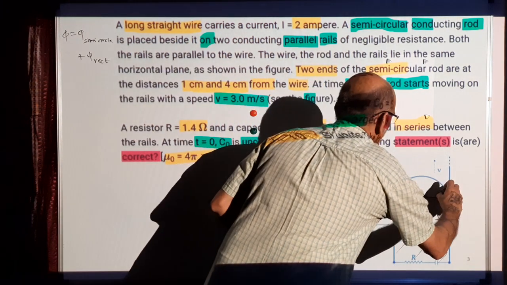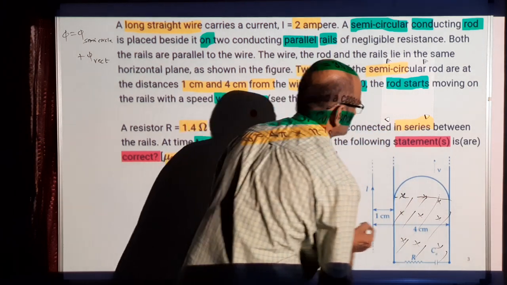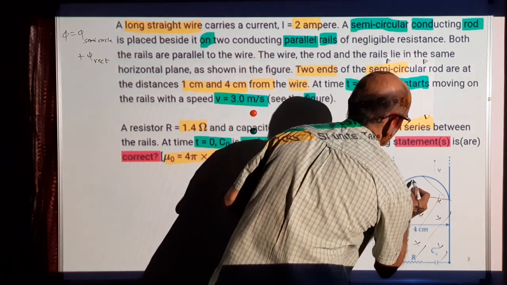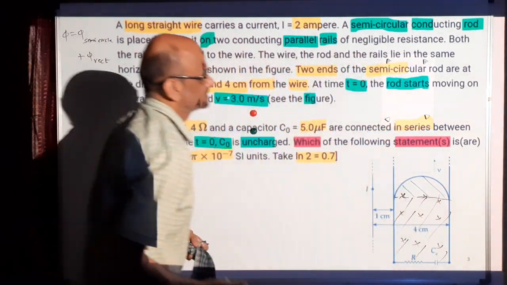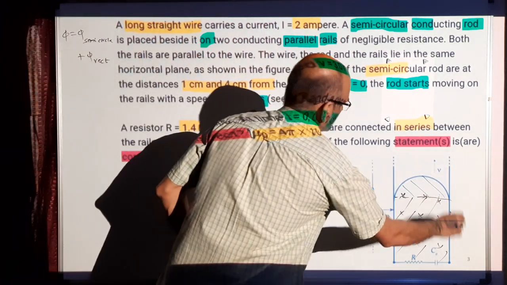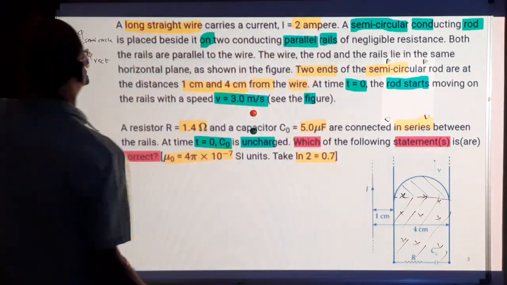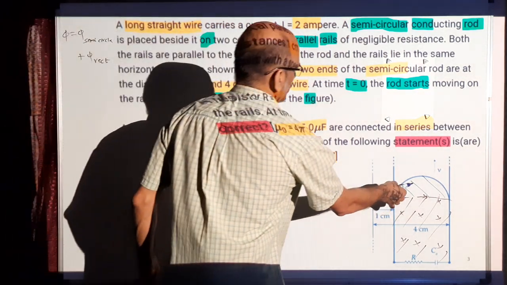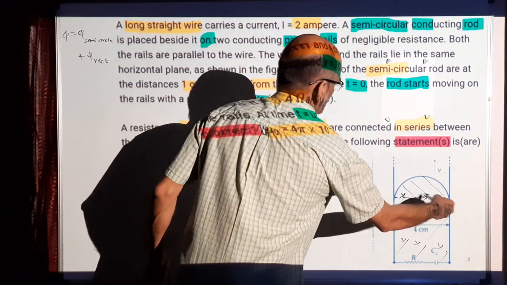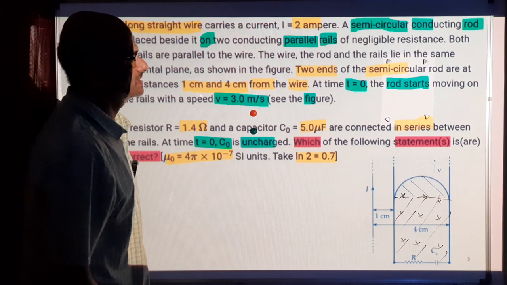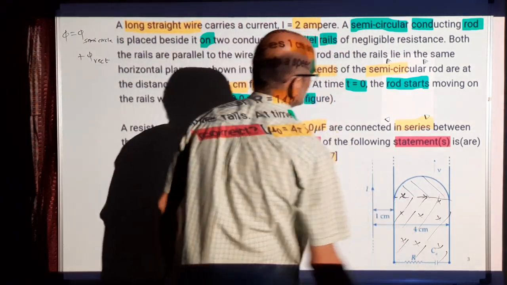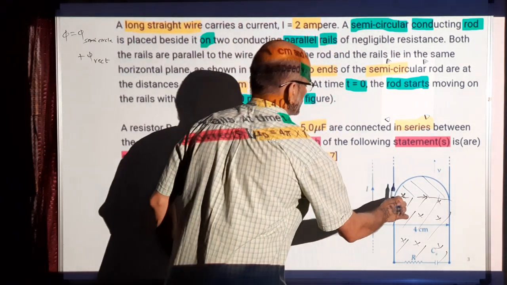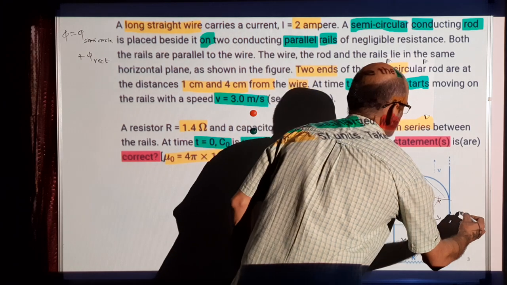And the top one is semicircular region. So the flux of this entire closed path is this semicircular part plus the flux of the rectangular part. As this semicircular rod is moving up, this part of the area is not changing. Even the magnetic field on this part will not change because magnetic field is only a function of, let me take this as x direction.